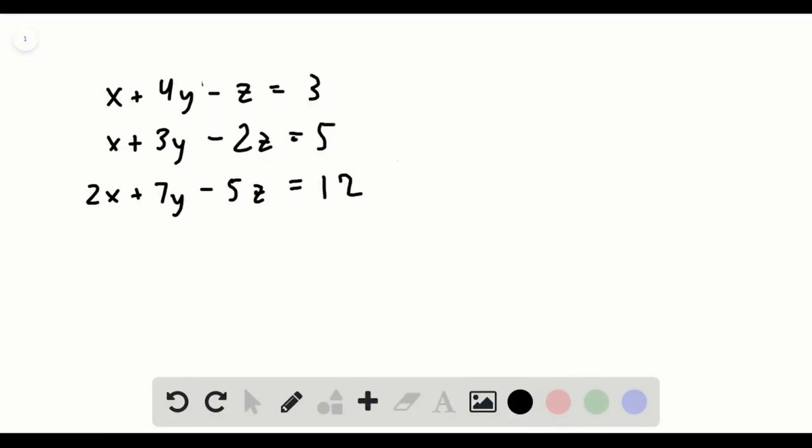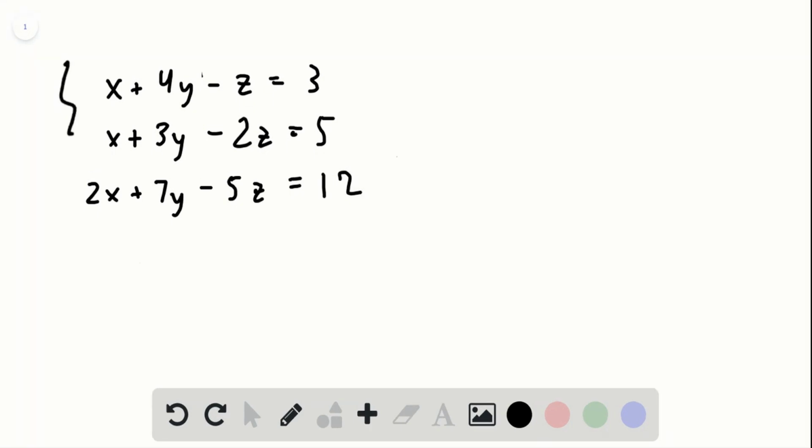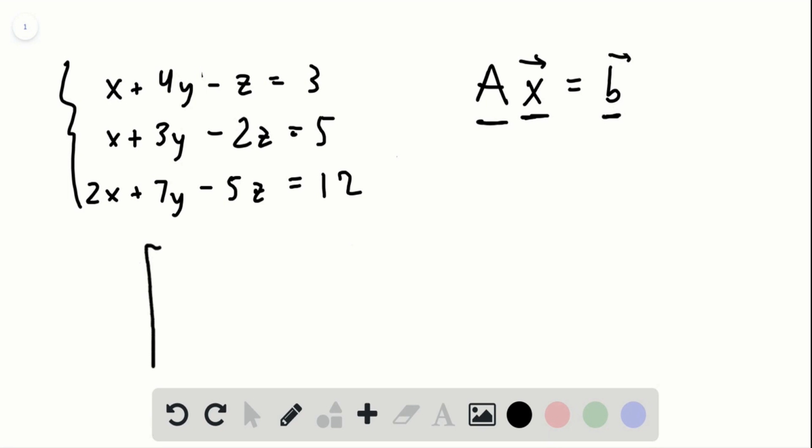Okay, so in this problem, we want to rewrite this system of linear equations as a matrix equation, Ax equals b, where A will be our coefficients matrix, x will be our variables, and b will be our constants vector. So what that's going to look like is something like this. I always write out the outline of each of these things before I actually fill them in.